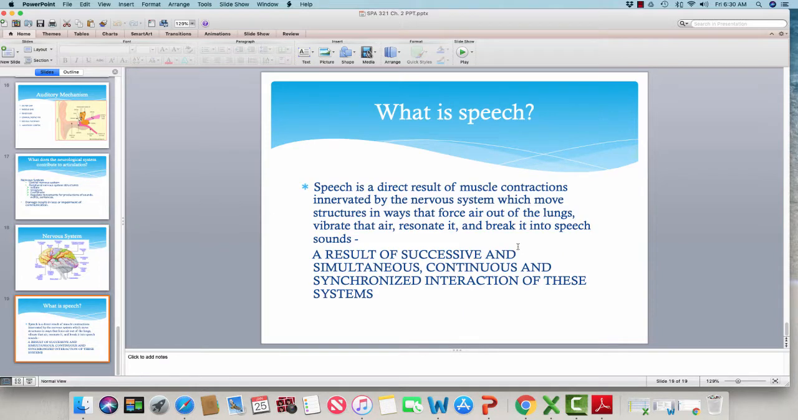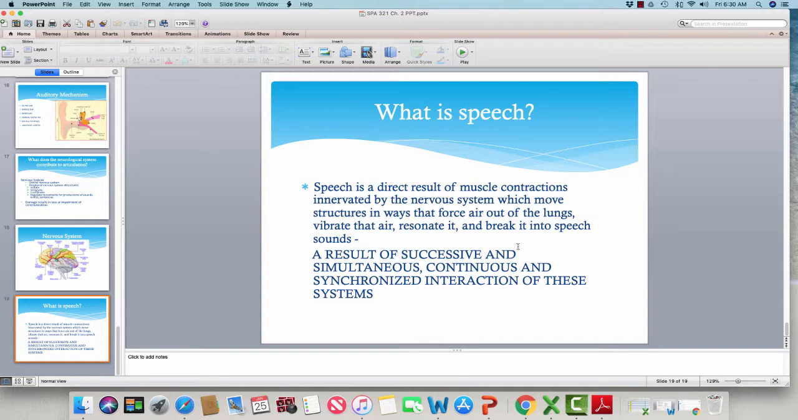So, in conclusion, what is speech? It's a direct result of muscle contractions innervated by the nervous system, which moves structures in ways that force air out of the lungs, vibrate that air, resonate it, again, give us our voice quality, and break it into speech sounds. All of this is occurring synchronously.